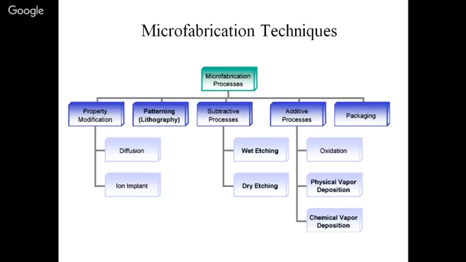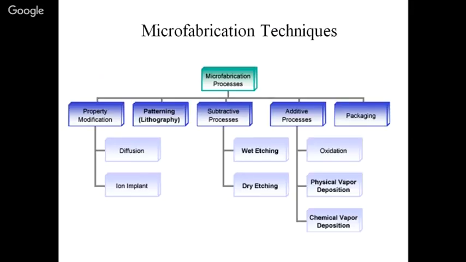Now the subtractive process. This is another advanced process, because when I am talking about advanced manufacturing processes and techniques, there is not only the machining process, but also a lot of processes that have been developed today. So the subtractive processes: one is wet etching, another is dry etching.